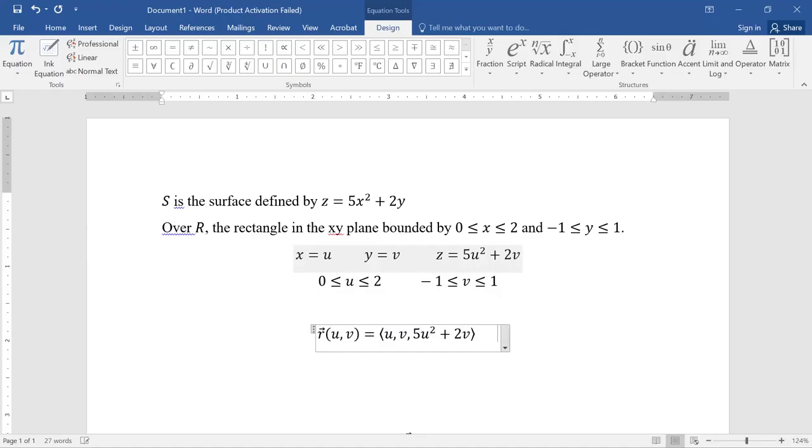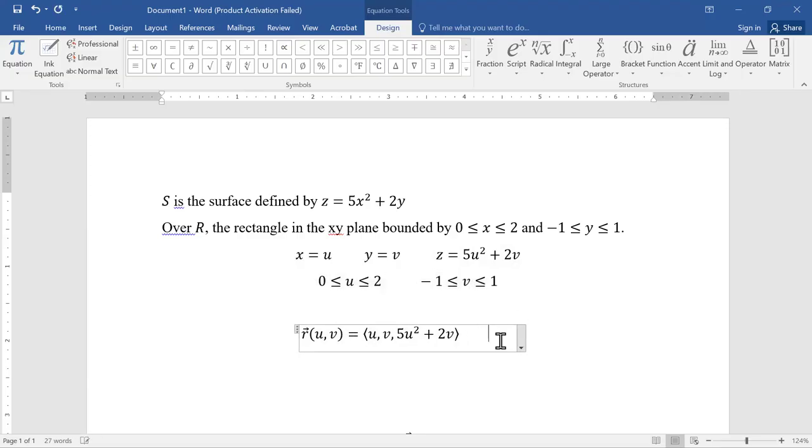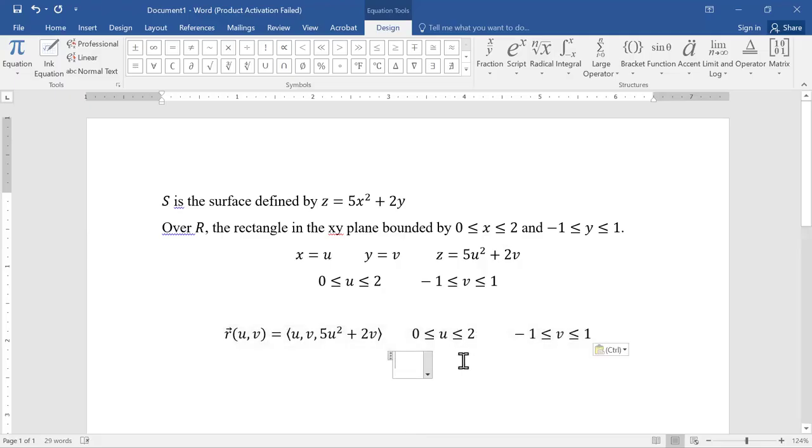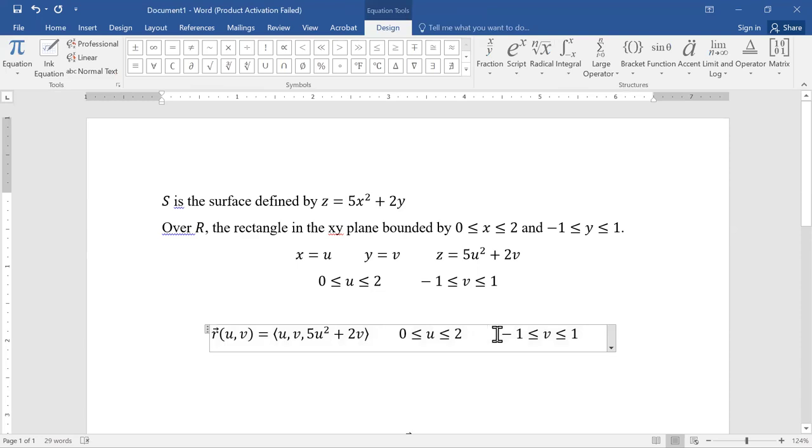So that vector valued function on this domain, that is u between 0 and 2, v between -1 and 1, that is my parameterization. At least for this surface over the xy, over this region.